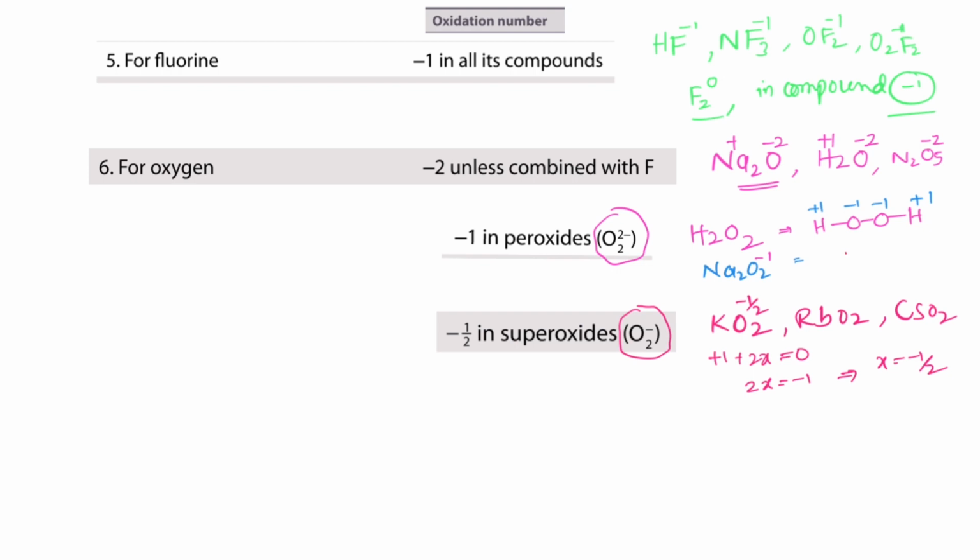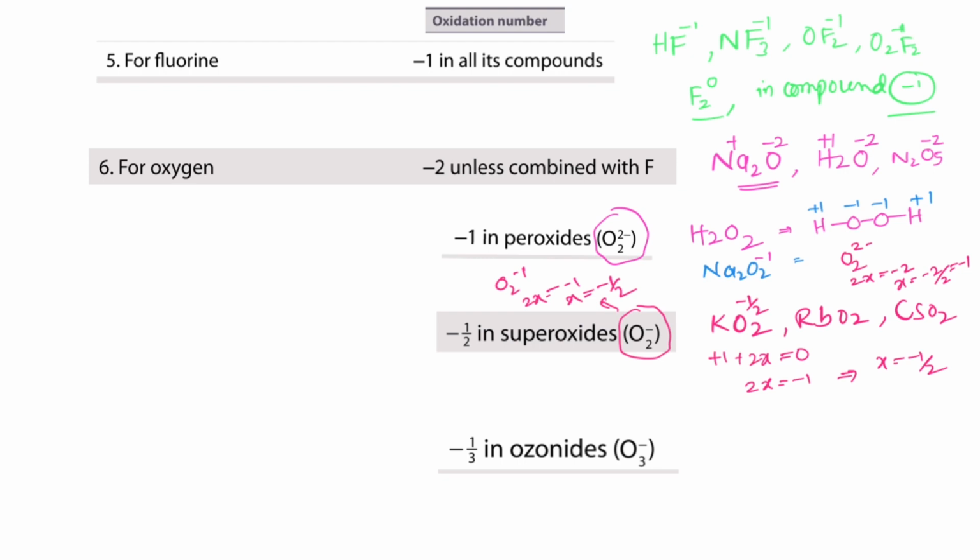Similarly, we can write O2 2 minus. Then 2x is equal to minus 2. Therefore x is equal to minus 2 by 2, that equals minus 1. Similarly, with this also we can calculate the same: O2 minus 1, meaning 2x is equal to minus 1, then x equals minus 1 by 2.